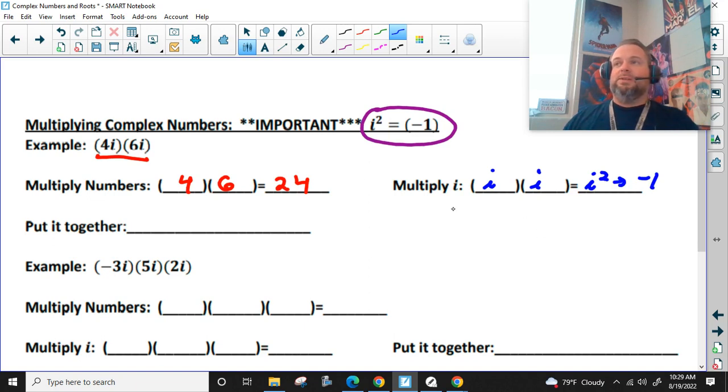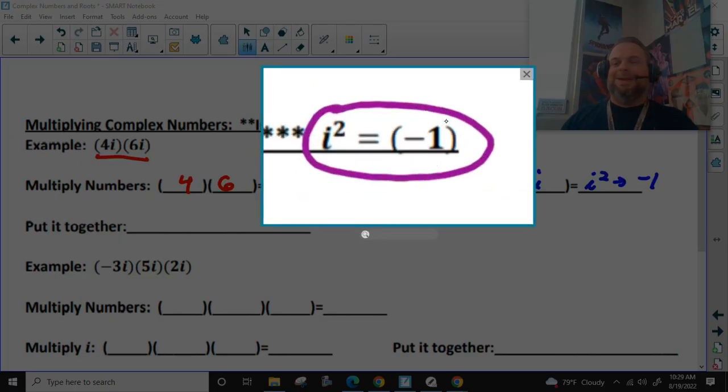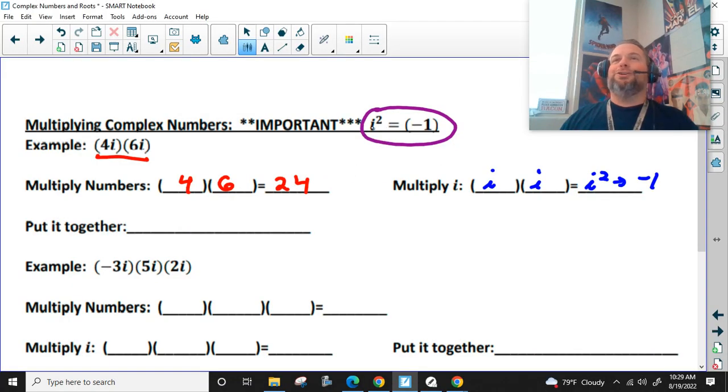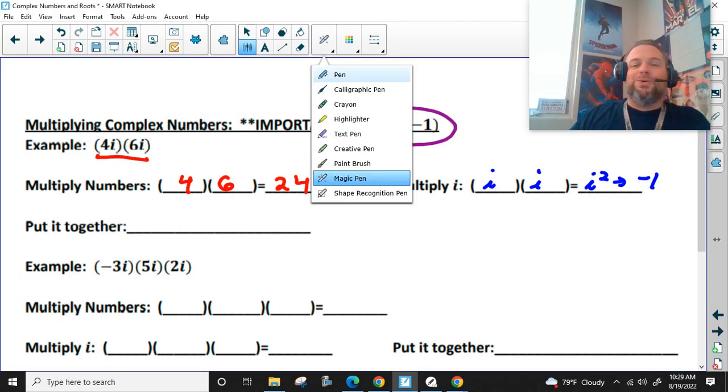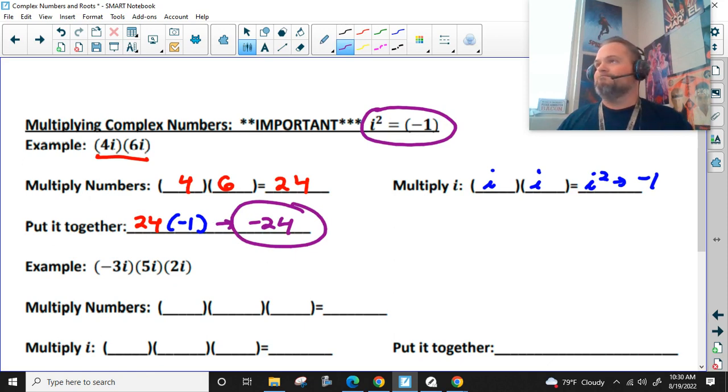Why is it -1? Well, previously we had discussed that. All right. So now we put it together. So 24 times -1 is -24. And that's it. Yeah, that's really it.